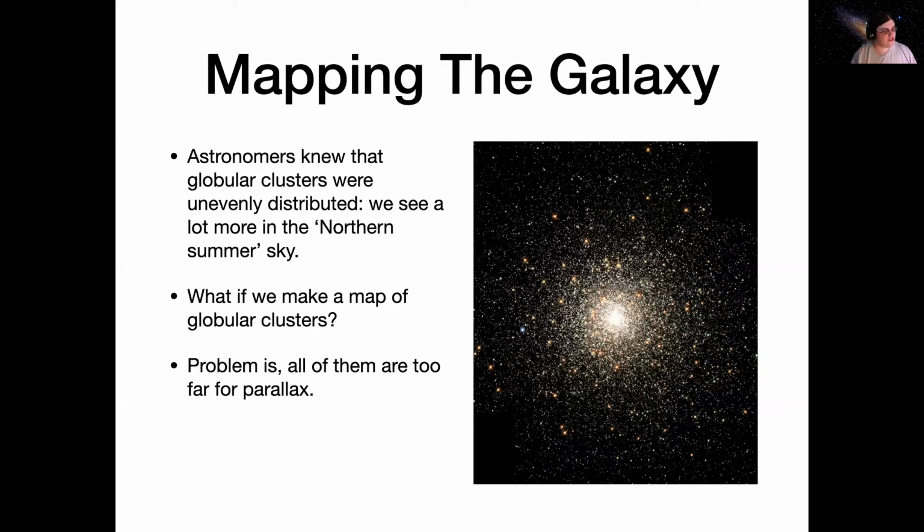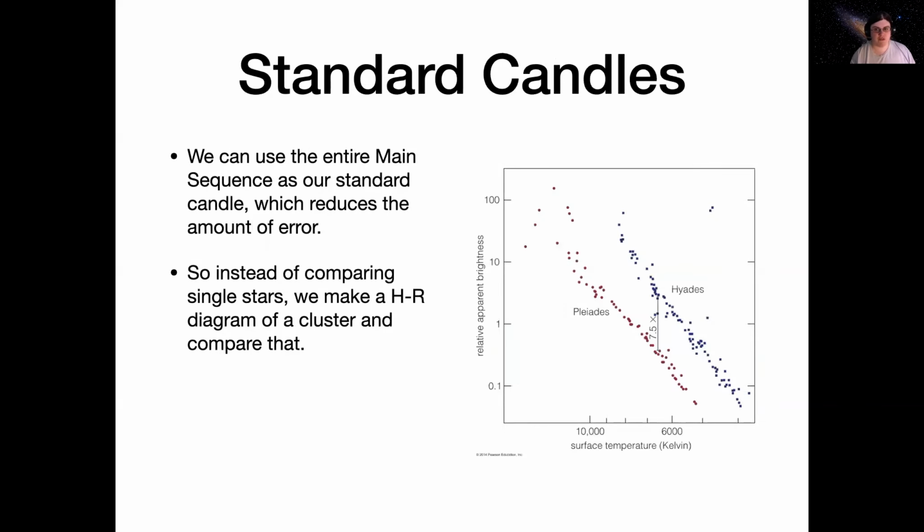So astronomers were like, that's interesting. They're clearly asymmetric. What if we made a map of that? Now the problem is we can measure the directions pretty easily. We have maps of the sky that show all the globular clusters we found, but they're too far away to measure their distance from parallax.